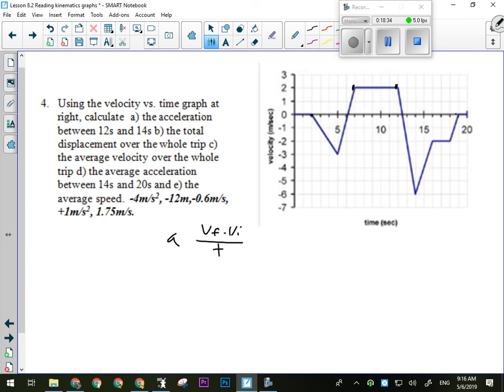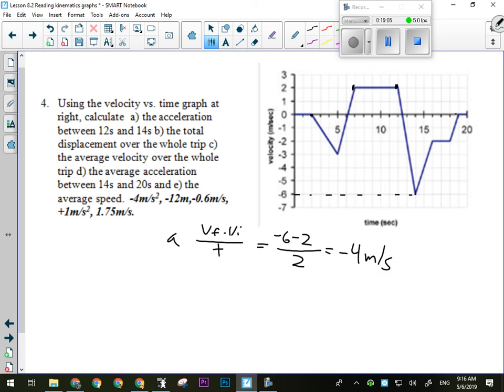All right, so I want to find the acceleration between 12 and 14 seconds. So I need to know my initial velocity and my final velocity. And then I just need to plug in the numbers. Okay, so Vf is -6 minus 2 divided by 2 seconds. Right? It's between 12 and 14 seconds. So -6 minus 2 is -8. Divided by 2 is -4.